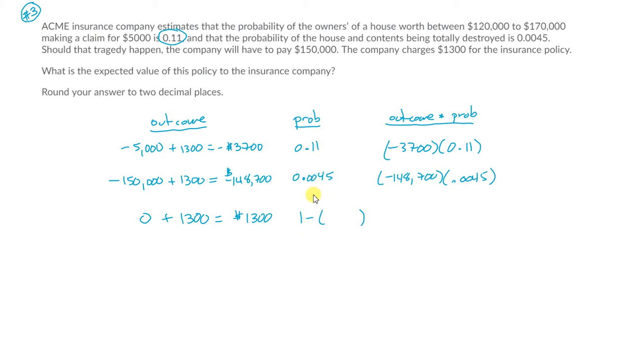The probabilities have to add up to 1, which is 100%. So 1 take away the 0.11 plus the 0.0045. So add up the 0.11 and the 0.0045, add that up, subtract that from 1, and that result is the probability that people will not make a claim. And then, of course, we're going to just multiply the outcome times the probability. All right, and then we add those up. Just boom, boom, boom. Add those results, and that will be your expected value.